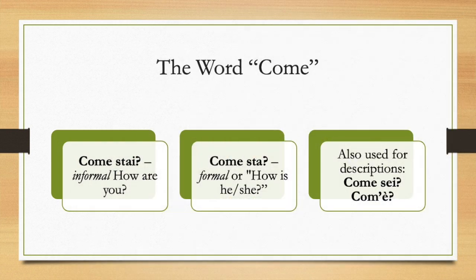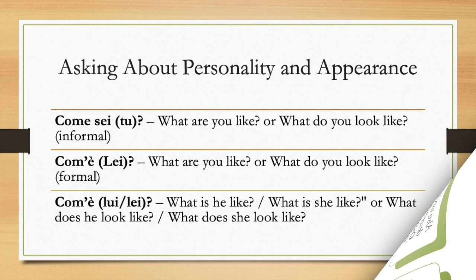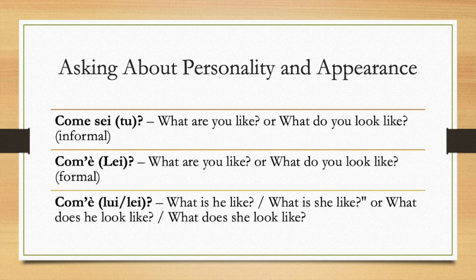You have already learned the word come in expressions like come stai or come sta to ask how someone is feeling. But come is also used to ask what someone is like or how something looks. Come helps us learn more about someone's personality or appearance. In this case, in Italian, the question has only one form, whether you're asking about personality or appearance.